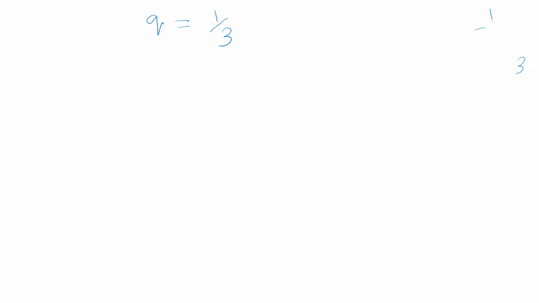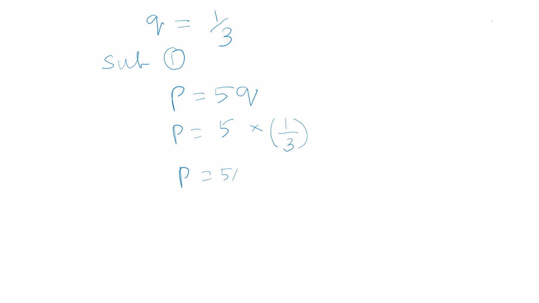Now once we get the value of q, we need to substitute in the first equation. Already we got that p is equal to 5q. So what is the value of p? 5 times 1 by 3. So that is p is equal to 5 by 3. So the final conclusion is the p value is 5 by 3 and q is equal to 1 by 3. Then the system of equations has infinitely many solutions.